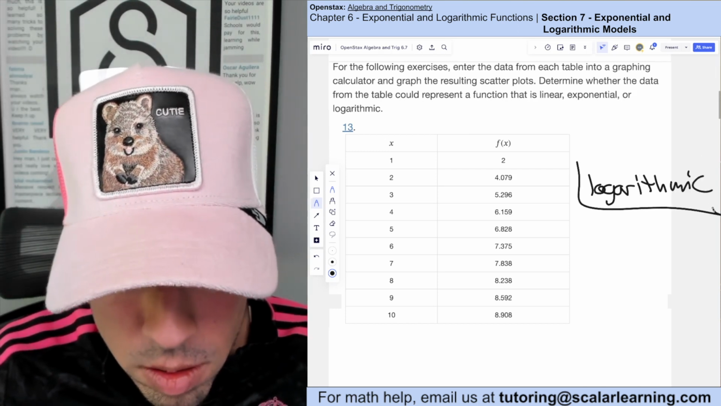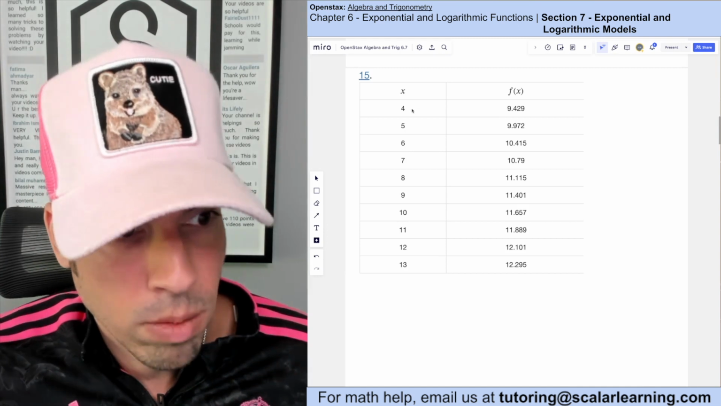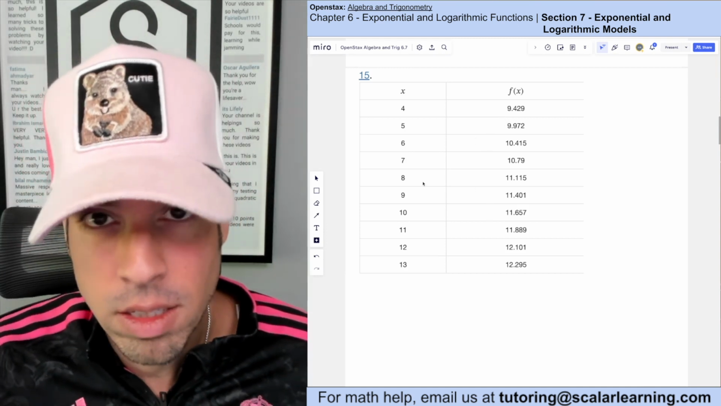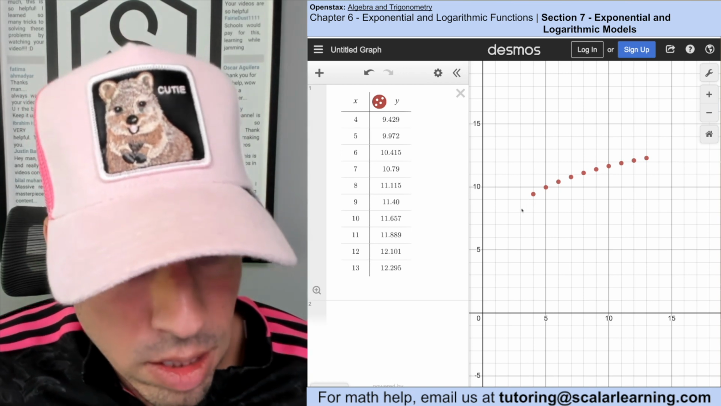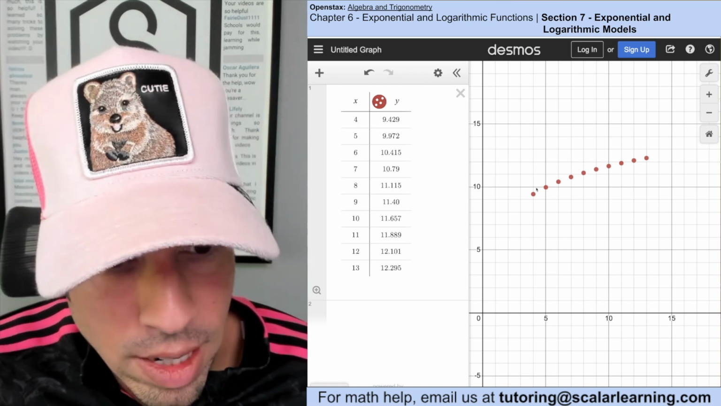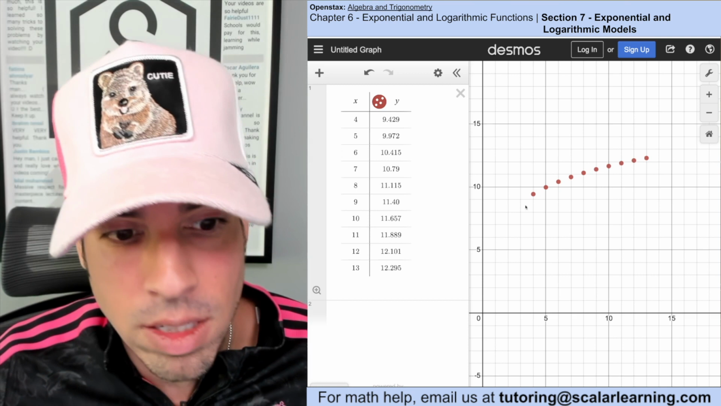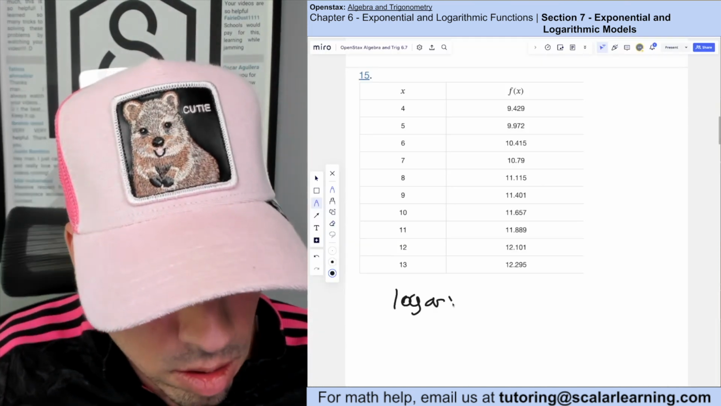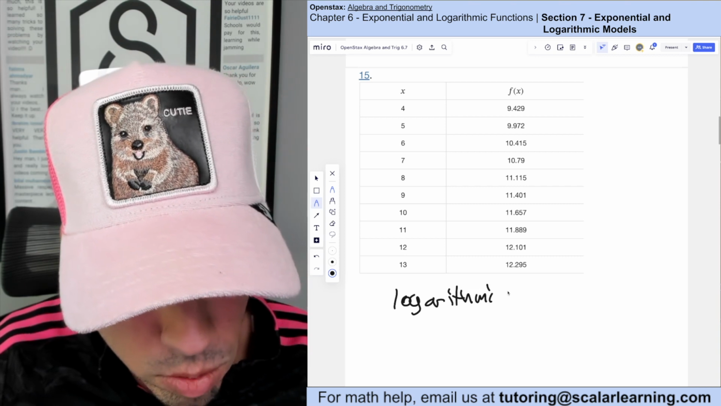Boom, done. For this one, once again, we're going to plot these coordinates out in Desmos, and then try to see what type of function it is. As we plot out these points, you can kind of see it going off in this direction. And again, it looks like it's leveling off. So this, again, looks logarithmic. So 15 is logarithmic. Boom, done.